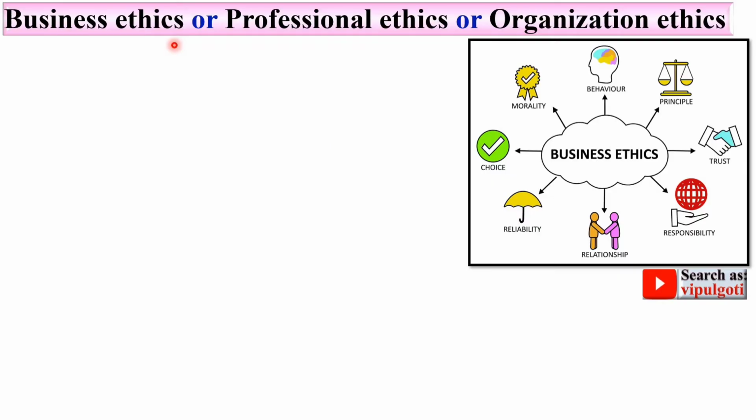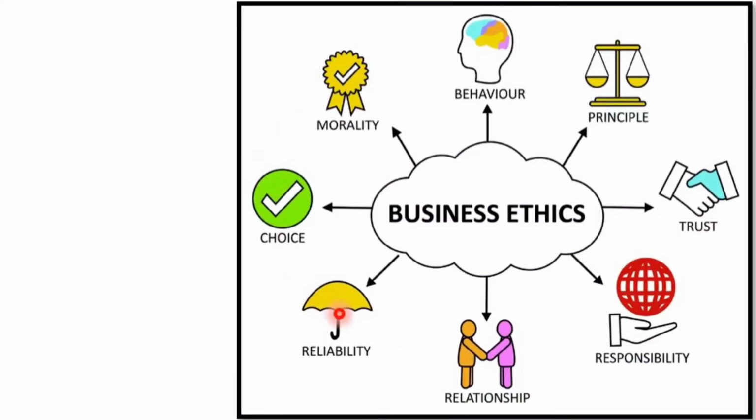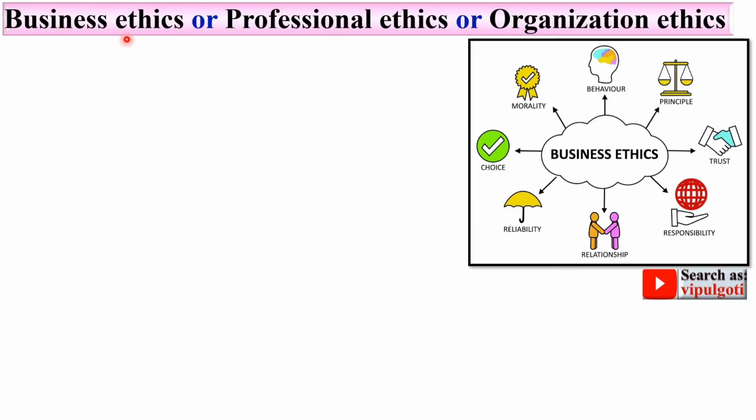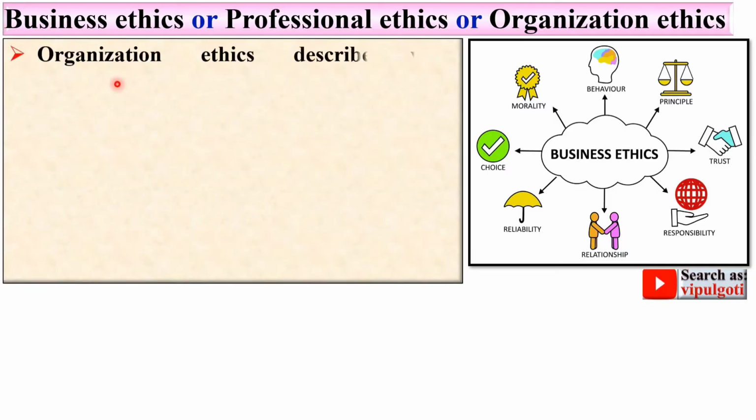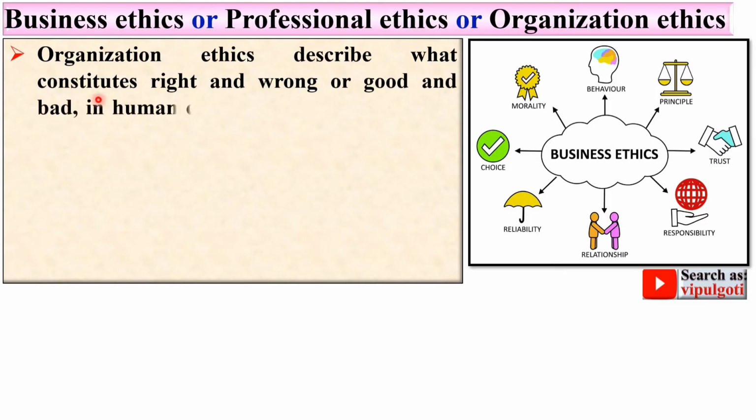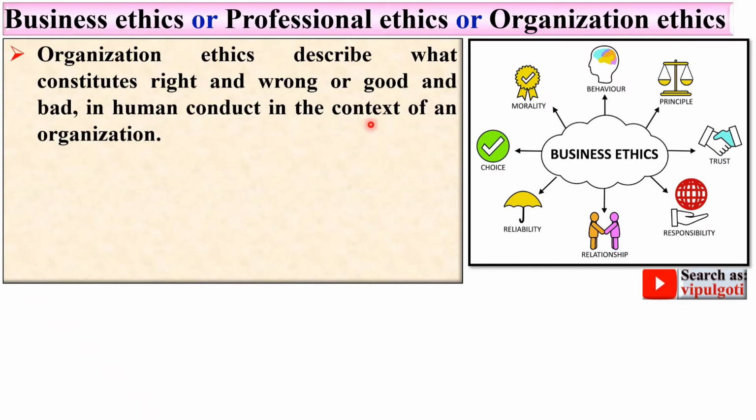Next one, business ethics. Sometimes it is called professional ethics or organizational ethics. Here you can see these are the different characteristics of business ethics, such as choice, reliability, relationship, responsibility, trust, principle, behavior, morality. So let's see briefly about business ethics. Organizational ethics describe what constitutes right and wrong, or you can say good or bad, in human conduct in the context of an organization. So whatever it may be, right and wrong or good and bad, that is in the context of the organization.